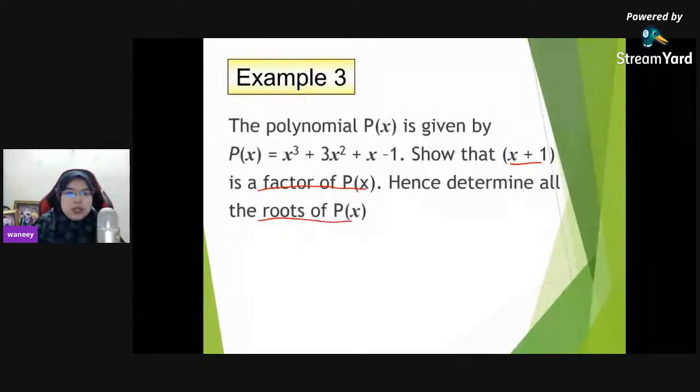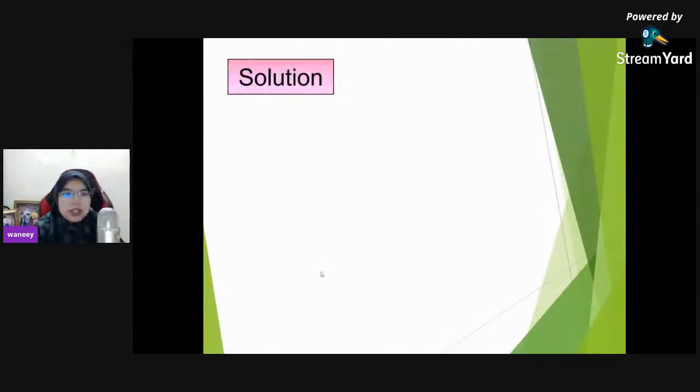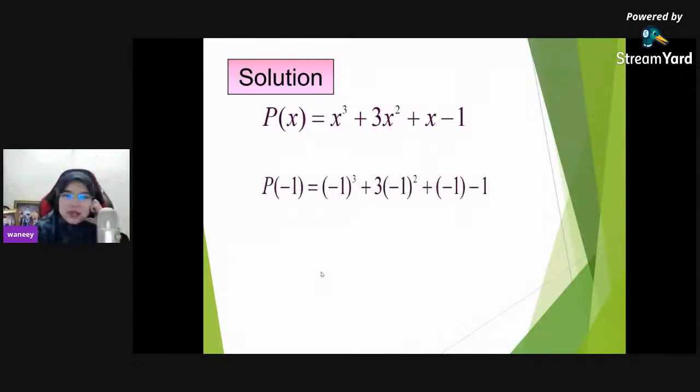Okay, so since we want to show that x plus 1 is a factor of px, we should use the factor theorem where if we substitute p of negative 1, we are supposed to show that we are definitely going to get 0. Okay, so let me do that. To substitute x with negative 1. So we are going to get negative 1 cubed plus 3 times negative 1 squared plus negative 1 minus 1. And then of course you can actually simplify them. Therefore, this is actually equal to 0.